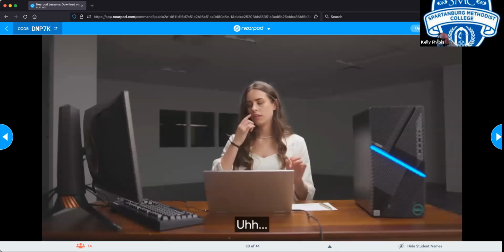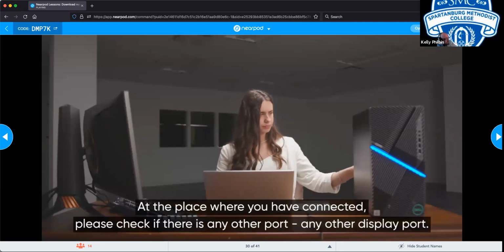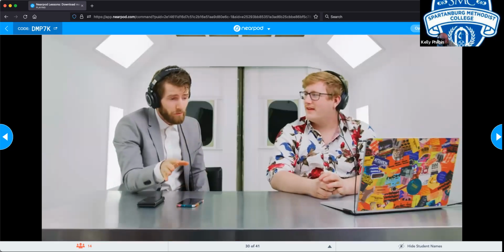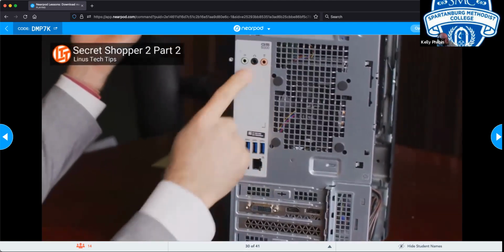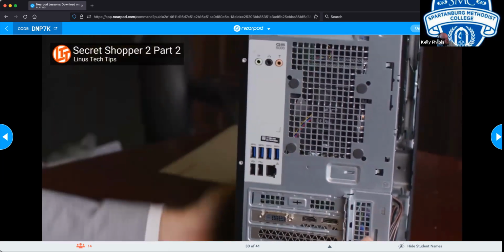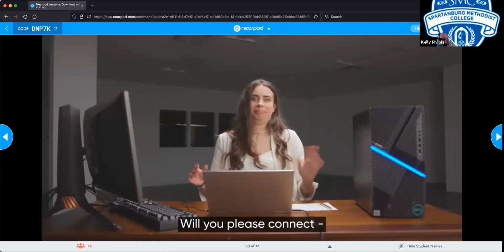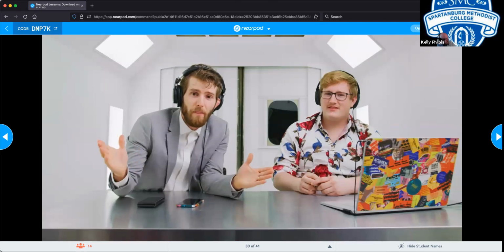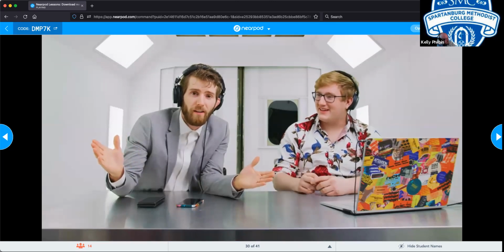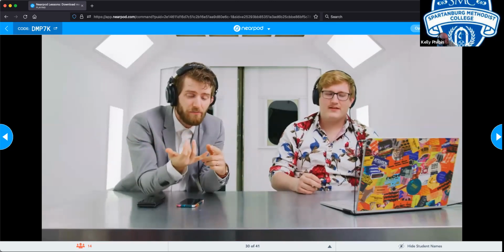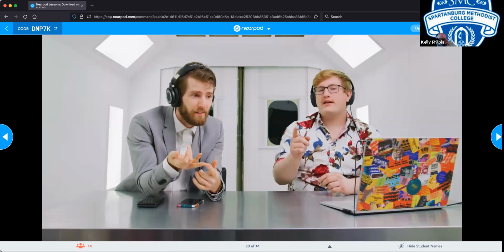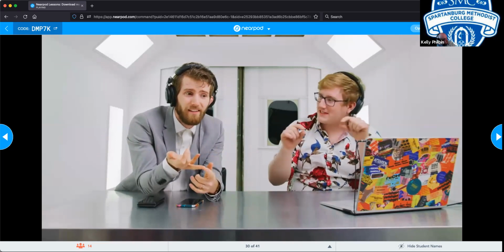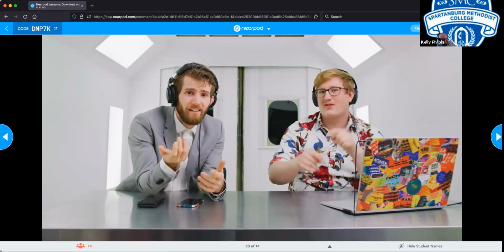Behind the tower, at the place where you have connected, please check if there's any other port, any other display port. Which is not a terrible troubleshooting step. Yes, but this computer only has one. I think this GPU only had one DisplayPort, one HDMI, and a DVI. You're right. No, there isn't. Will you please connect it? Look up the order. I think he did, and he's still reading off the same route. Well, he's still getting us to do things we don't have and asking what her name is. Not to mention it's Dell, so he has a service tag that should be leading him to the exact model.